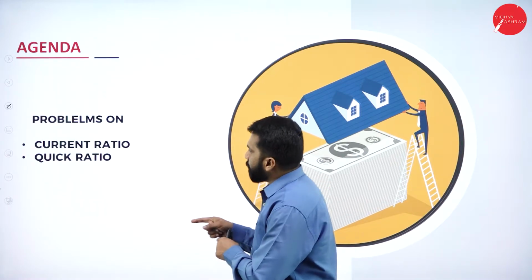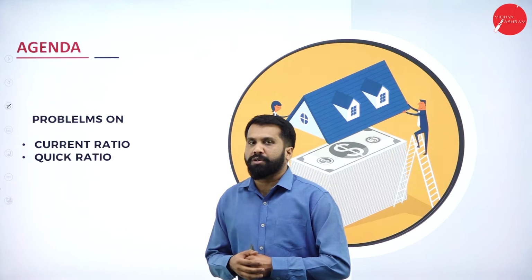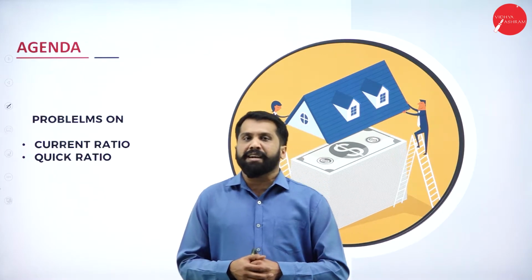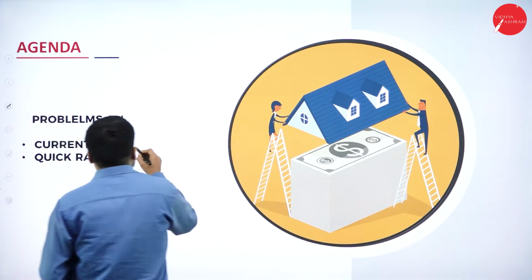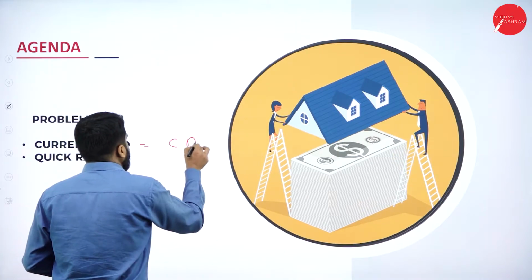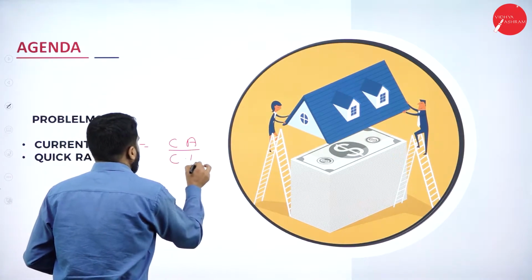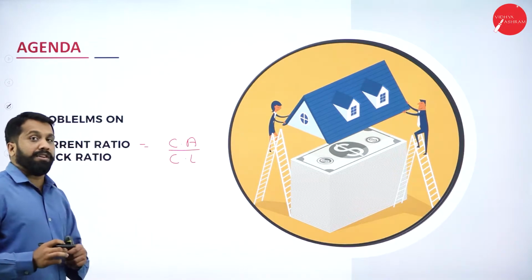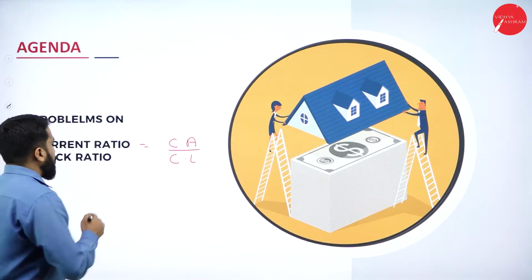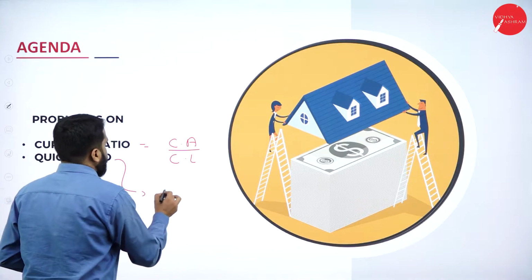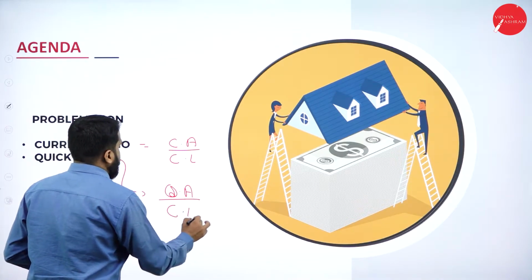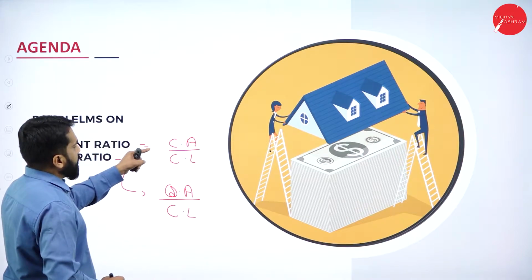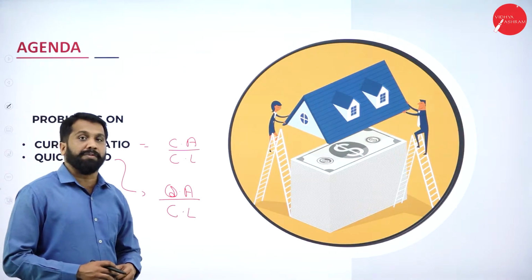Now, what is the formula for quick ratio? Quick asset divided by current liability. I will show you that. For current ratio, current asset divided by current liability. But what is the formula for quick ratio? The same formula, quick asset divided by current liability. Current asset will be replaced with quick asset.